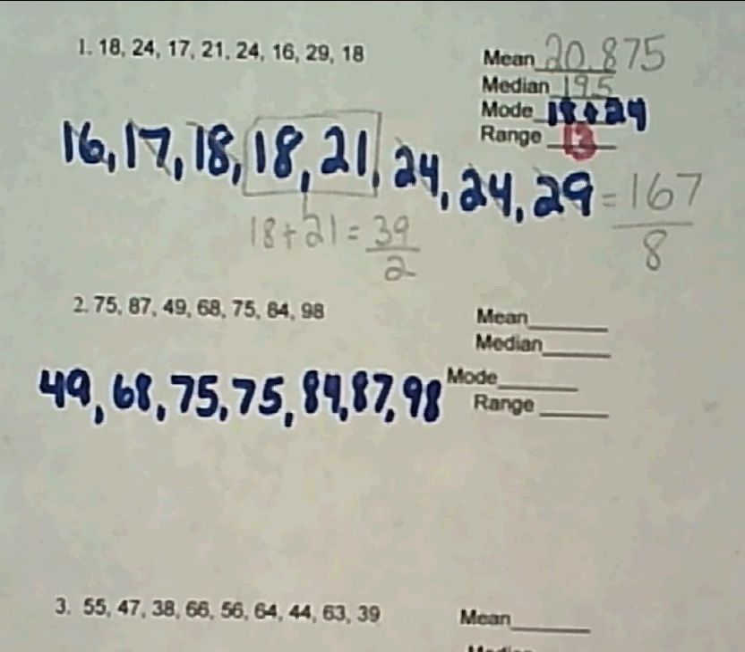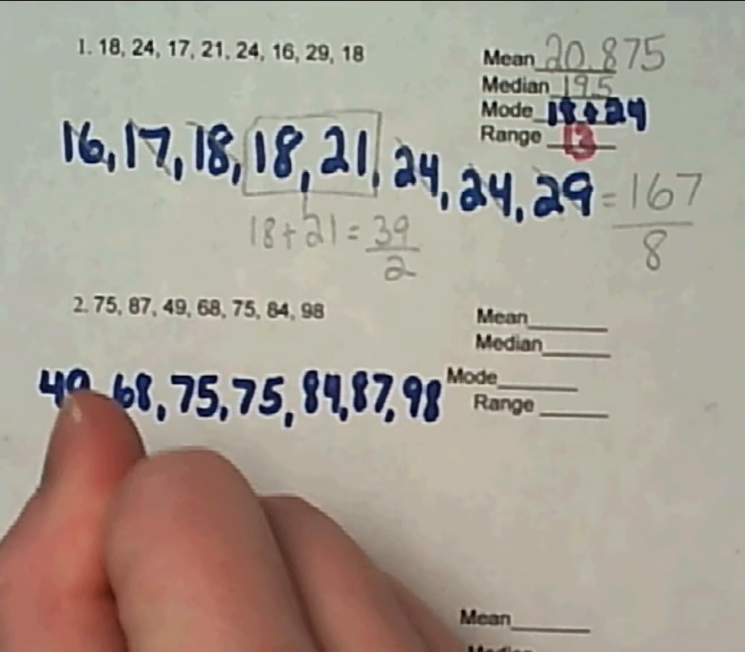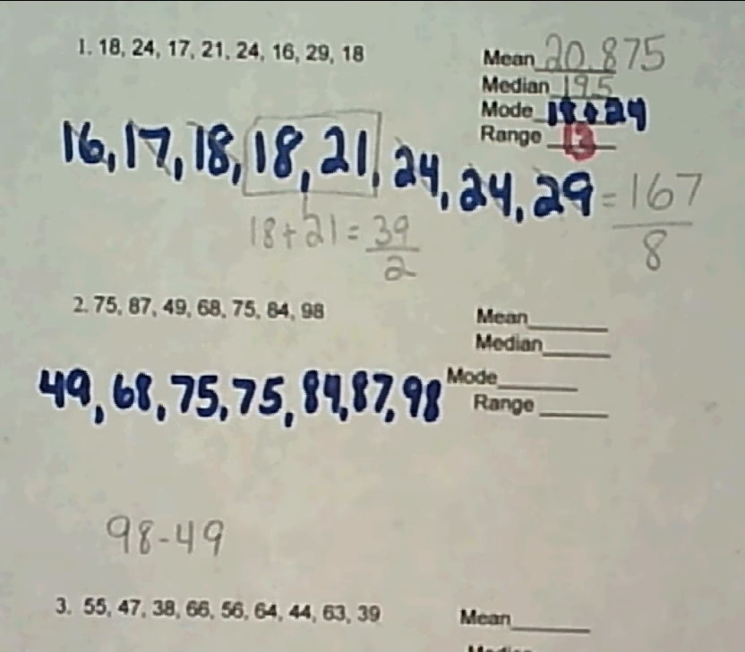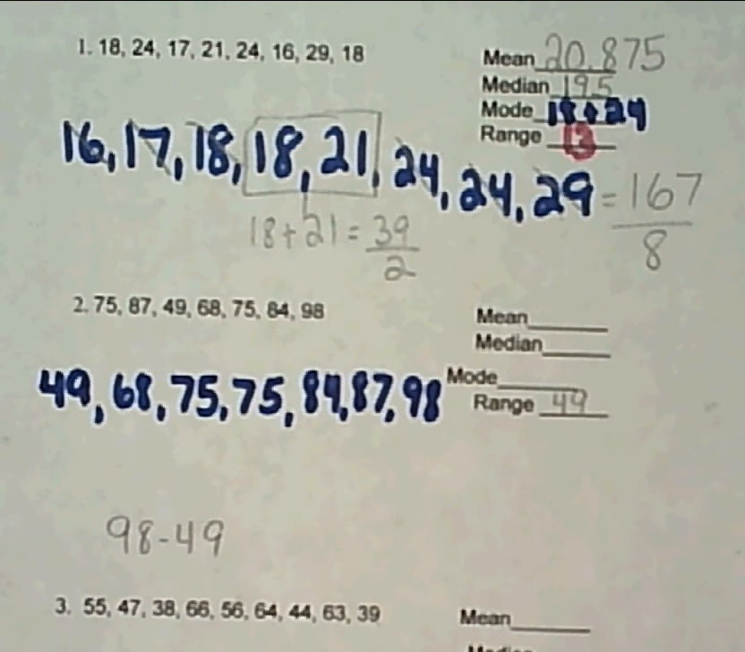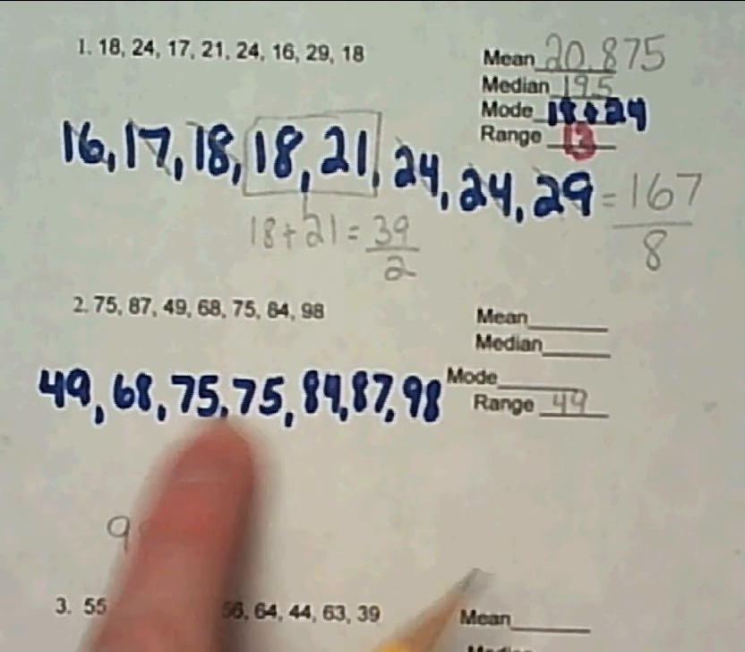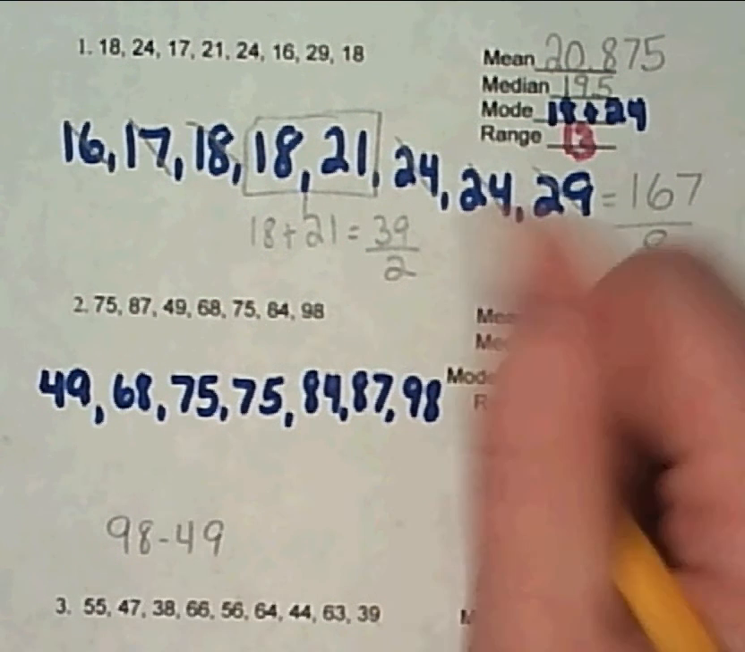Okay, let's start with the bottom. Let's find the range. What is the range? The range is the highest minus lowest, so we could do 98 minus 49, which in this case is actually also 49. Okay, what is the mode? Like I said, the mode is the number that occurs the most, which in this case would be 75, because it occurs twice.